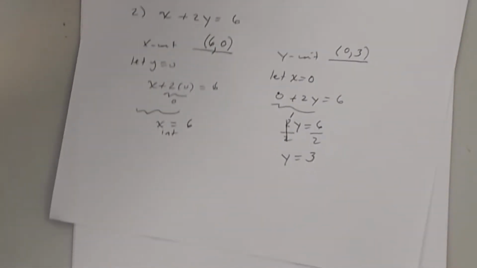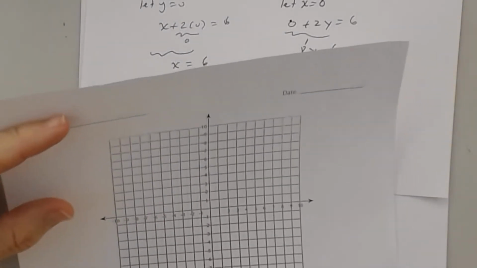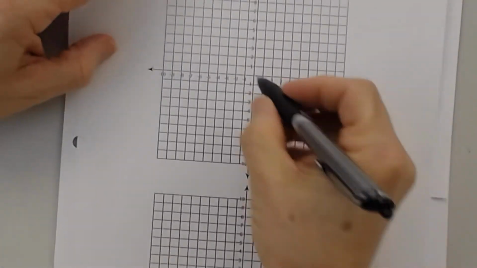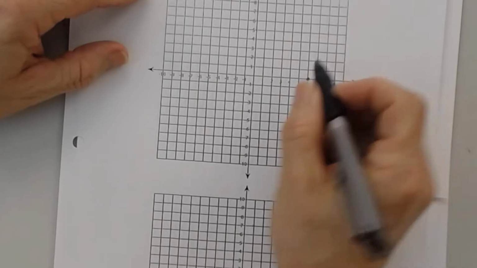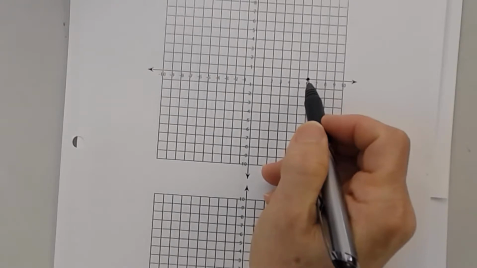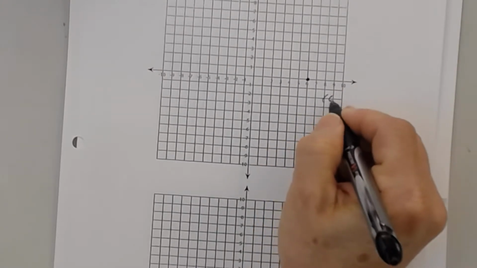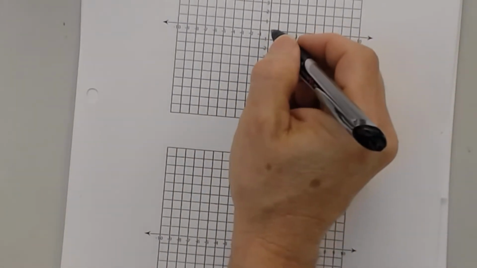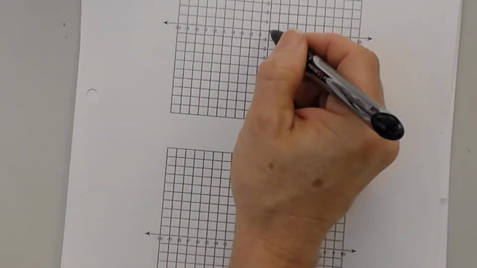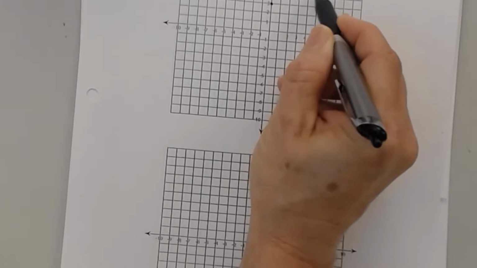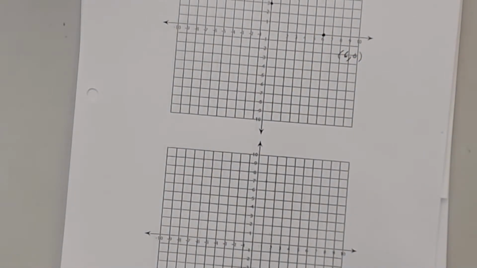So 6, 0. Remember that the x-intercept is where the graph crosses the x-axis, so that point better be on the x-axis. So 6, 0 is right here. Remember, you start at the origin, you go to the right 6. Since y is 0, you stay. So there's the 6, 0. That's your x-intercept. The y-intercept is 0, 3. So since x is 0, you stay there. Y is 3, you go up 3. So there's your y-intercept. So that's 0, 3. And then you use your ruler, you draw the line.